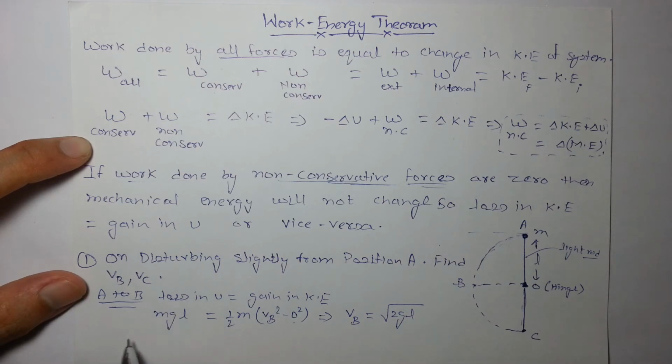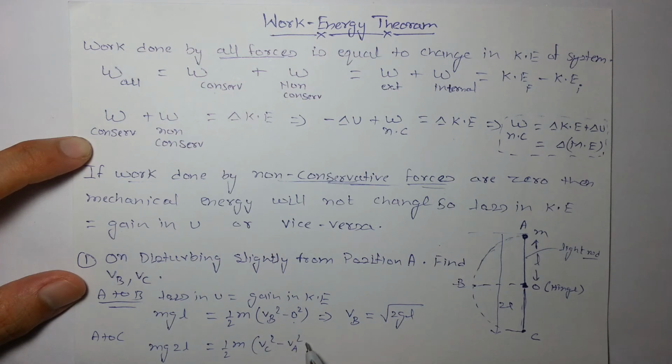Similarly, from A to C, the loss in potential energy is mg into 2L. The height difference from this point to this point is 2L. So half m VC squared minus VA squared, which is 0. So VC is nothing but 2 root gL. So these are the velocities at B and C.